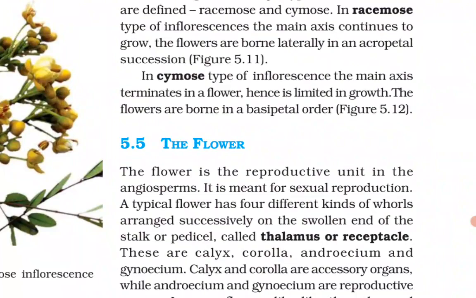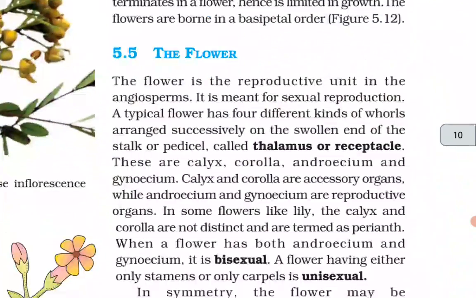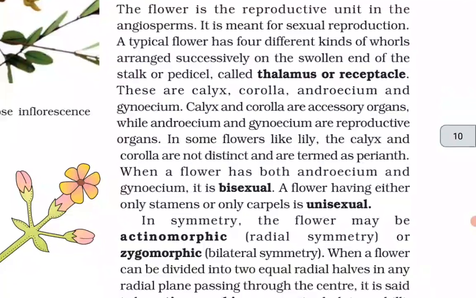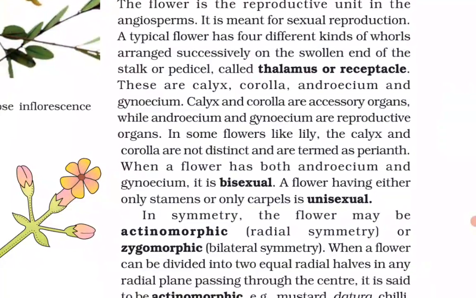The flowers are borne in basipetal order. The flower. Flower is the reproductive unit in the angiosperms. It is meant for sexual reproduction. A typical flower has four different types of whorls arranged successively on the swollen end of the stalk or pedicel, called thalamus or receptacle. These are calyx, corolla, androecium, and gynoecium.